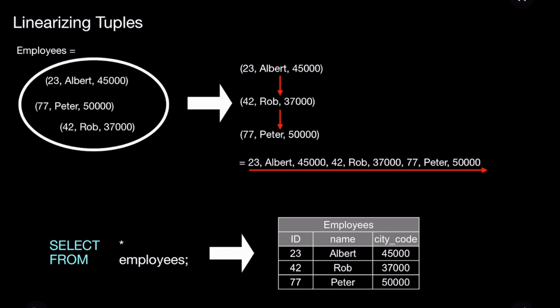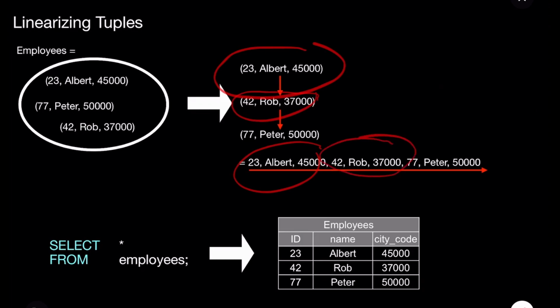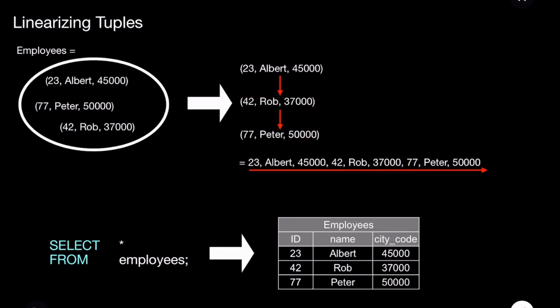So one thing could be to write it in that order. You could say, okay, I first write the attribute values of the first tuple: 23, Albert, 45,000, something like that. Then I write the attribute values from the second tuple, that's this, and then from the third. So one tuple after another. That would be one way to write out those values.